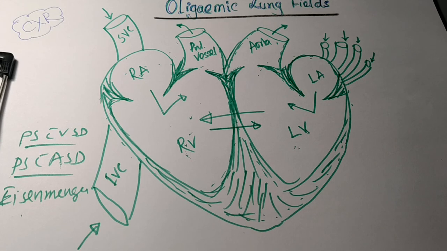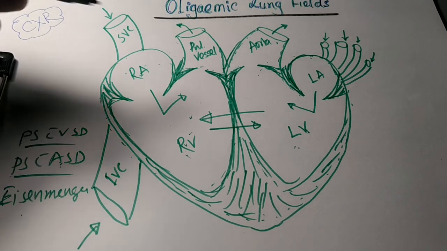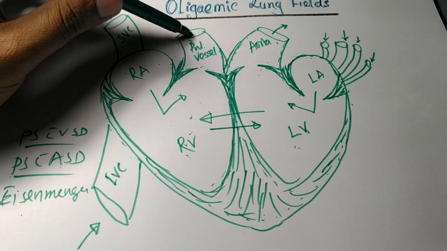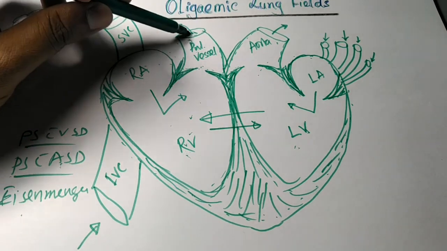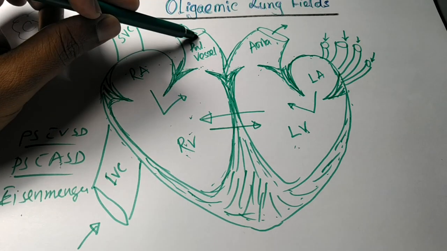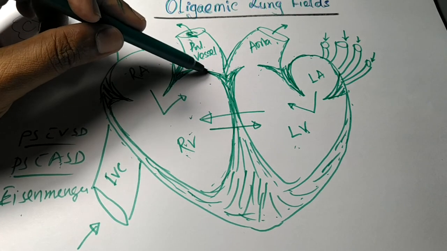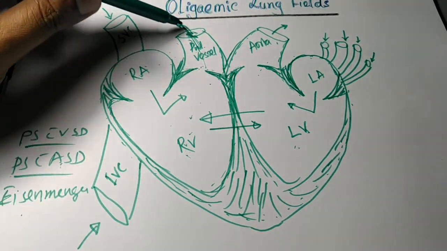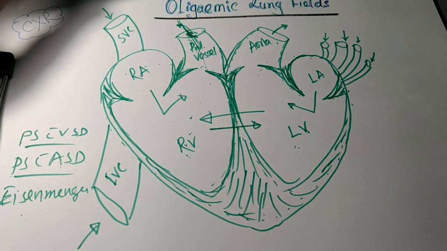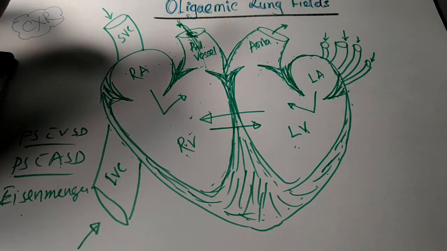Lastly, pulmonary embolism. In pulmonary embolism, say here is an embolus stuck here. Blood cannot pass over this thrombotic area, so making the lung field oligemic.